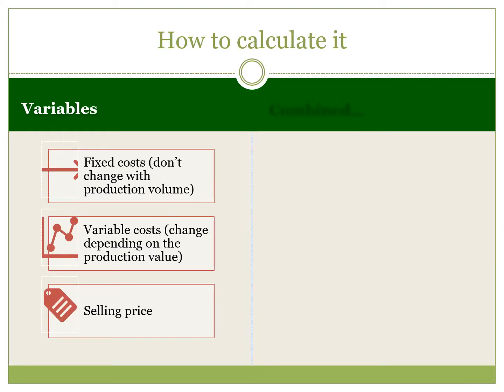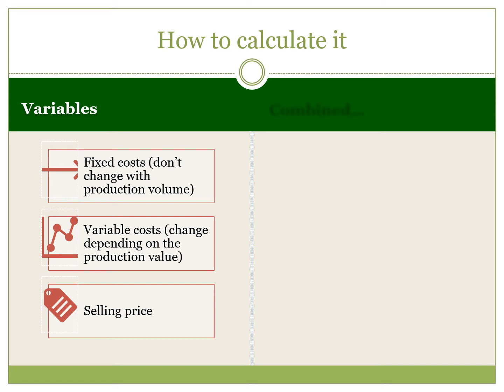Let's move on and see how to calculate it. The first thing we're going to talk about are the variables that are part of the formula. Variables are going to be fixed cost, those that do not change with the production volume. You produce more or less, but those costs remain the same. We're also going to need the variable cost, those that change depending on the production value. And the last variable is going to be the selling price.